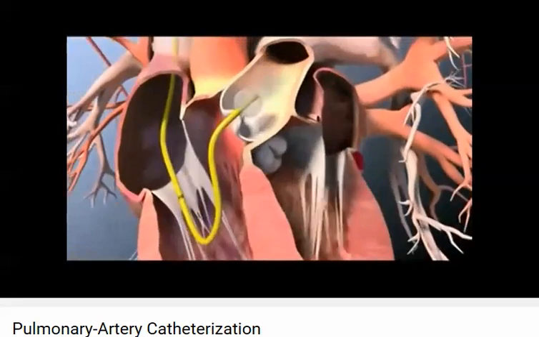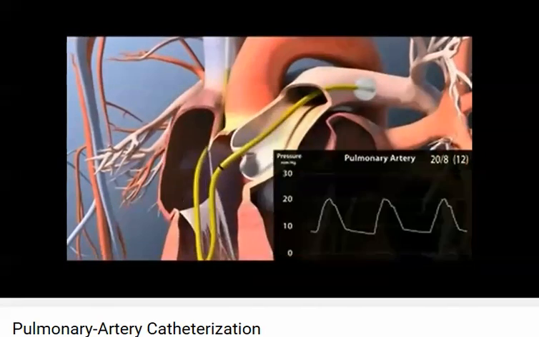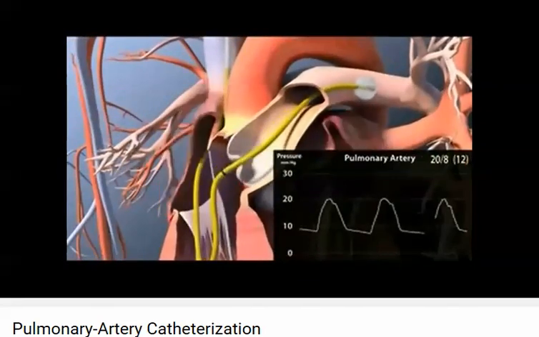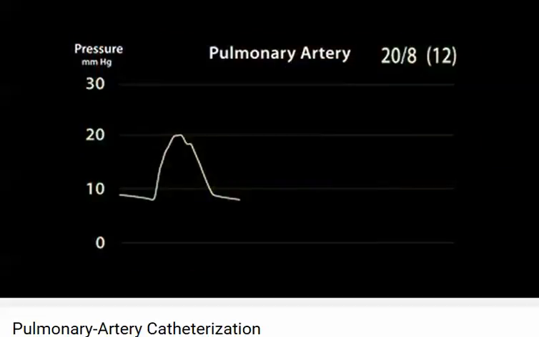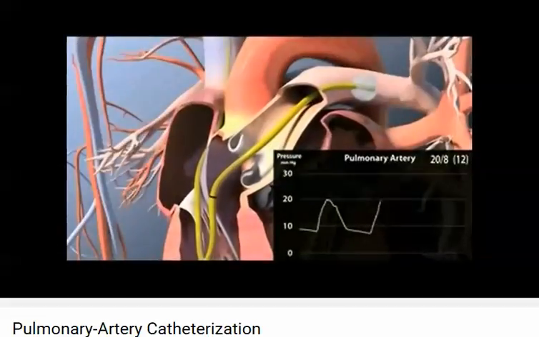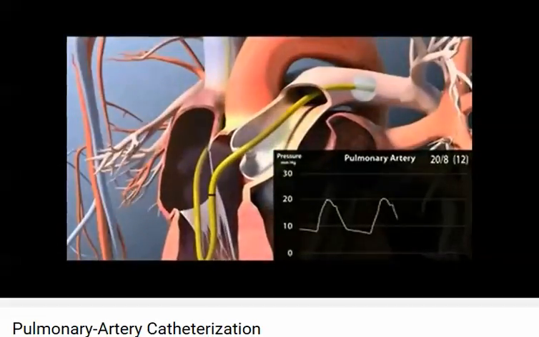Instruct your assistant to write down the systolic and diastolic right ventricular pressures. Next, advance the catheter another 5 to 10 centimeters until a pulmonary artery waveform is transduced. This waveform is distinguished from the right ventricular waveform by a decline rather than increase in pressure during diastole, an increase in overall diastolic pressure, and a dicrotic notch, which represents the closure of the pulmonic valve. Instruct your assistant to write down the systolic, diastolic, and mean pulmonary artery pressures.